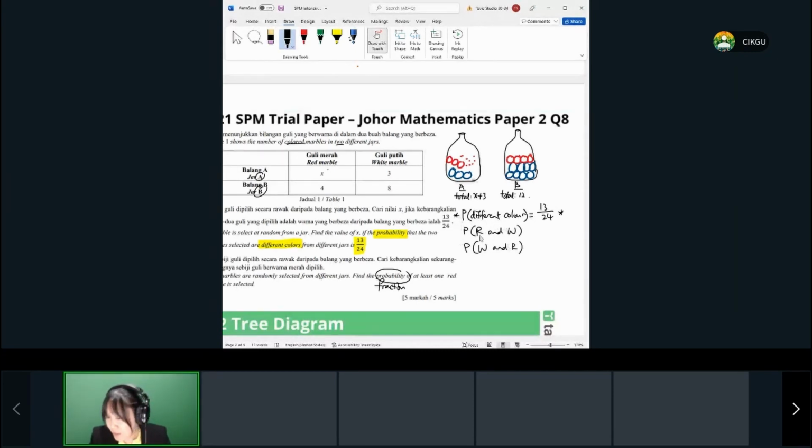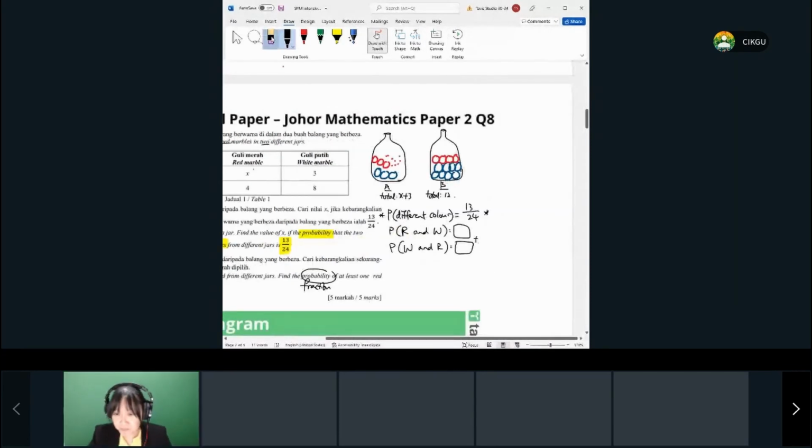So that means you find the probability of this one, the probability of this one, and then this probability and this probability, if you add together, they have to equal 13/24. That's what it means. So slowly, don't have to rush. Let me write it down nicely. So, zoom in.